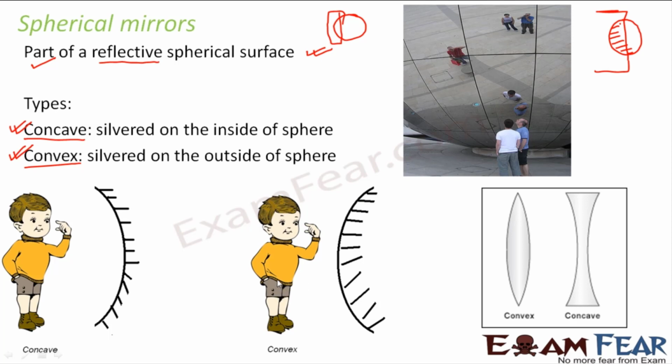So you understand what is a concave mirror and what is a convex mirror? Let me repeat once again. A spherical mirror means it is a part of a spherical surface which is reflective in nature, that means which is capable of reflection.